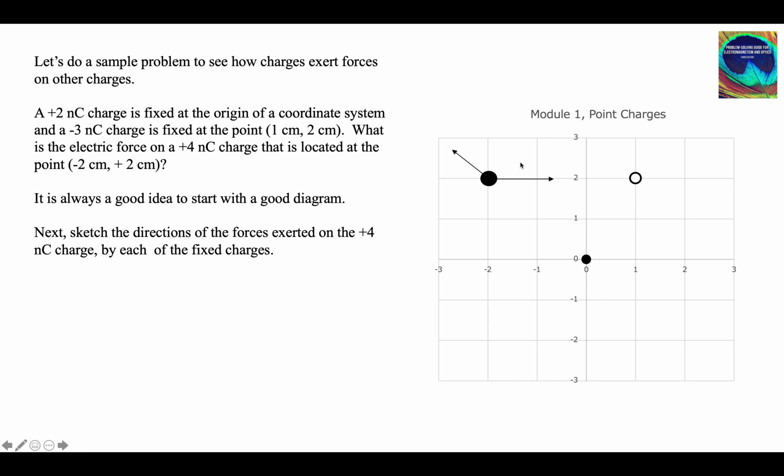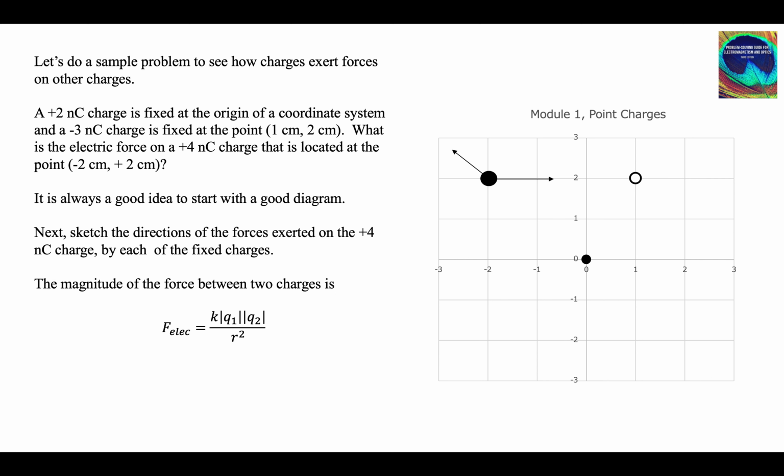We want to roughly get the length of those arrows right. But at this point, we're just drawing the direction. And with these two arrows, we know that the force should be up here somewhere, the net force. If this plus 4 nanocoulomb charge is released from this position, it should accelerate something like that, somewhere up that way.